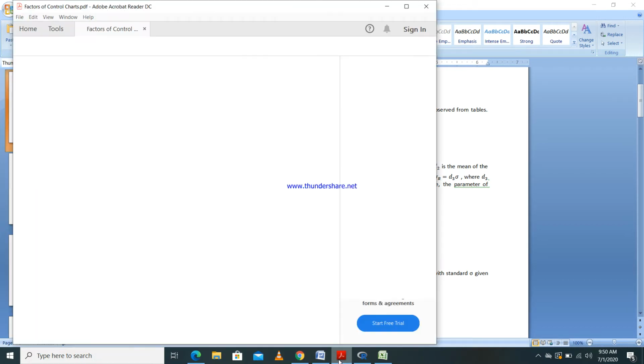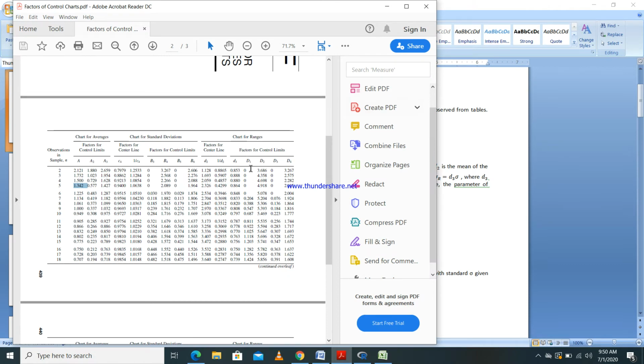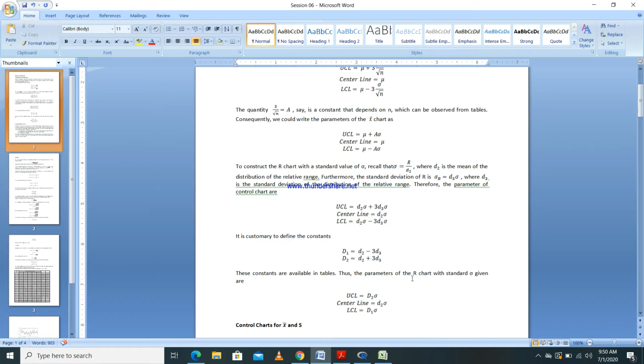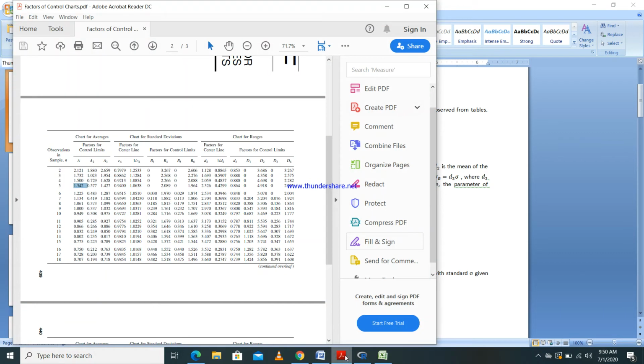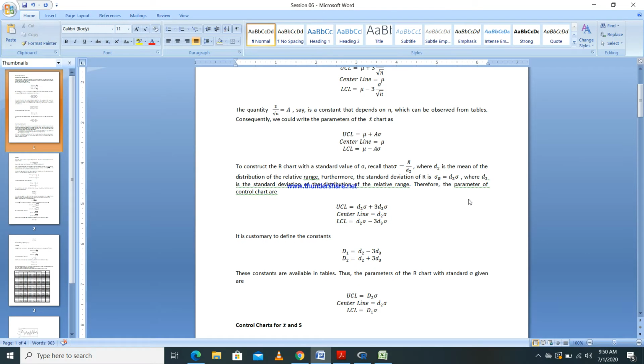Again, if you pay attention to the factor table, you can read capital D1, capital D2, and also when it comes to the center line, you have to know the value of small d2. The small d2 values are also available in the factor table, right? So you can just read the values from this table and substitute into the equation to construct the R chart. But here you are constructing the R chart using this equation when the population standard deviation is known, right?